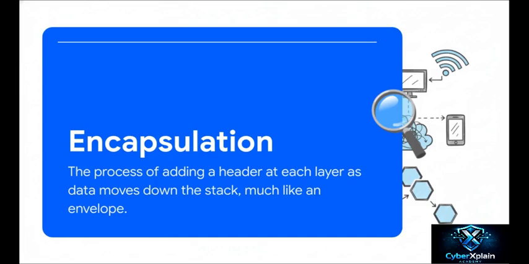So how does all of this actually work together? Well, it's through a really cool process called encapsulation. Think about it like sending a package through a postal service. As your data travels down the OSI model, from layer 7 all the way to layer 1, each layer wraps the data in a new envelope with its own specific header and address information.